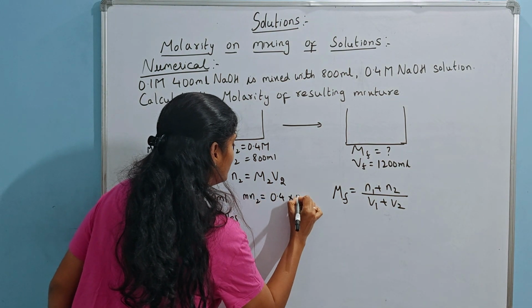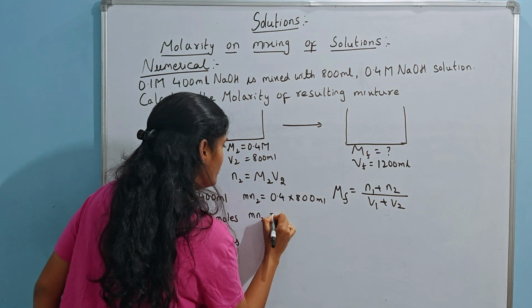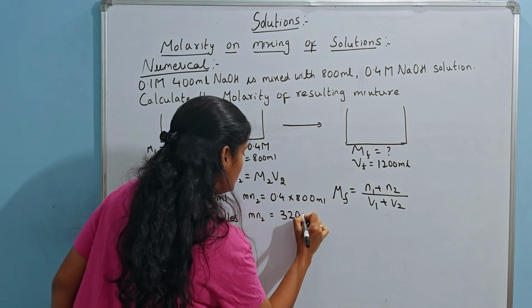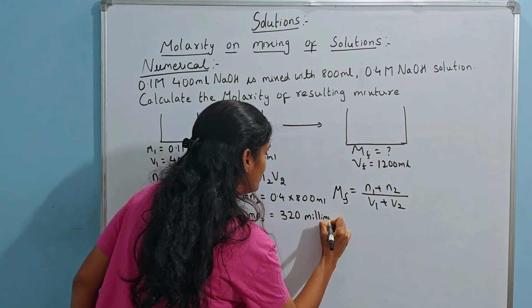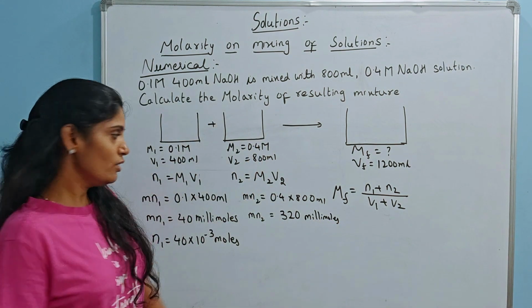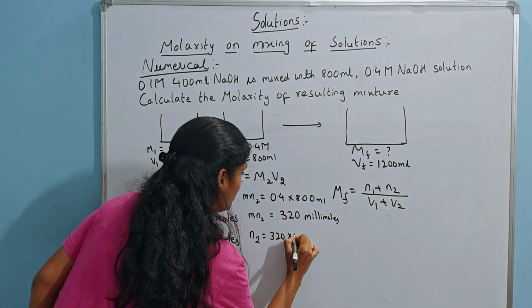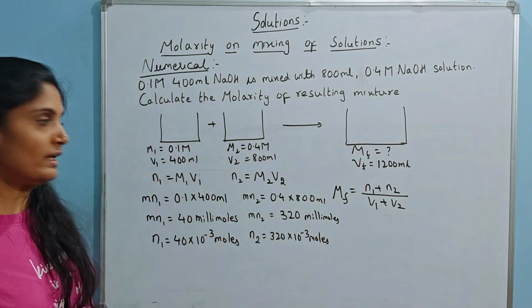Now let me calculate the number of millimoles here. 0.4 into 800 ml. So here I get millimoles, which will be equal to 320 millimoles. How many millimoles will I be getting here? 320 millimoles. Just convert into moles. So n2 is equal to 320 into 10 to the power of minus 3 moles. Now let me substitute it here.